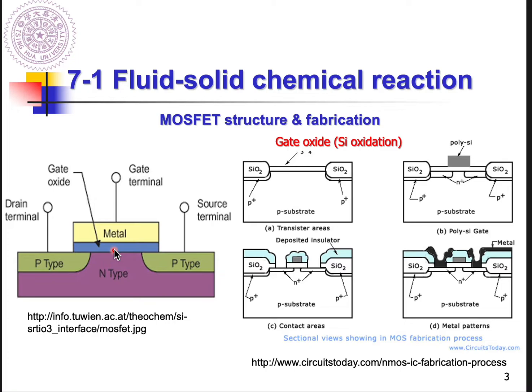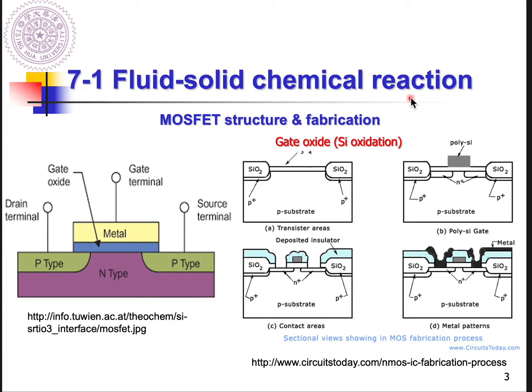For the dry method, you use oxygen to react with the silicon substrate, then you can get an oxide layer. So oxygen reacts with the silicon substrate. So it's also a fluid-solid chemical reaction. The other one is the wet method, which uses water vapor to react with the silicon substrate, also involving a fluid-solid chemical reaction.